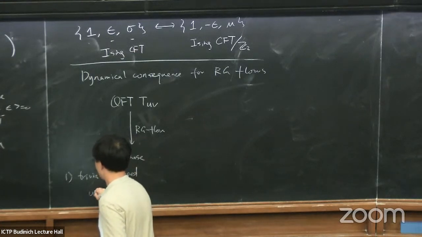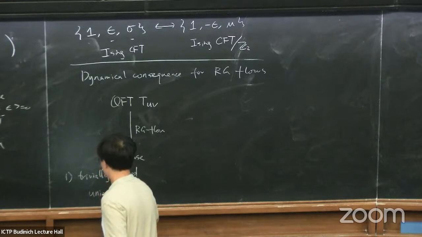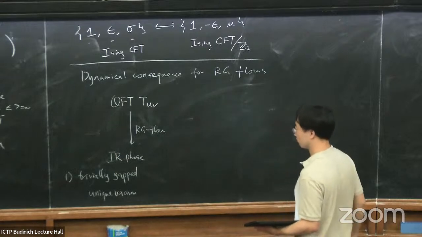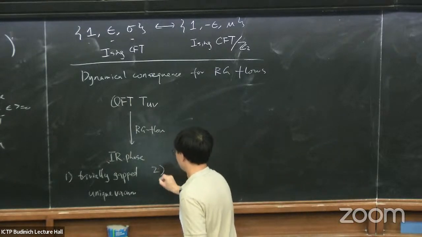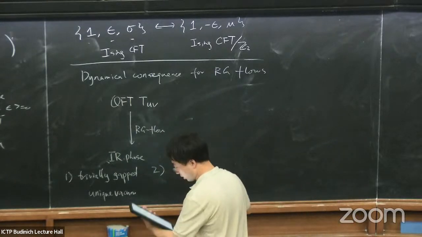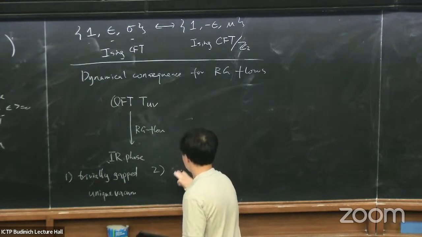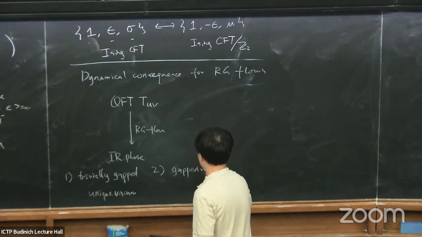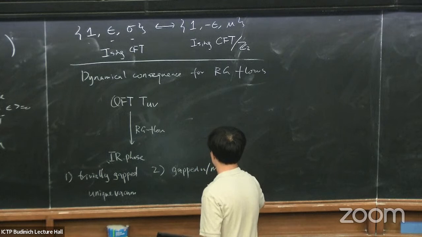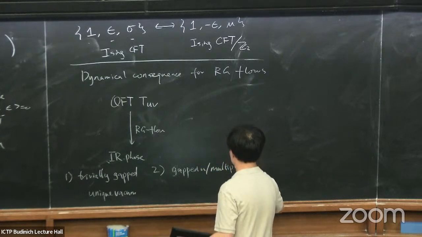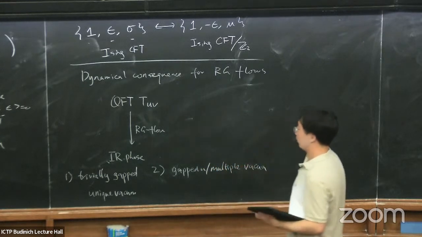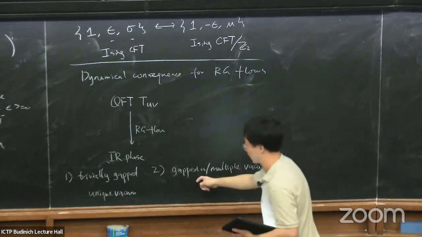Meaning that there's a unique vacuum that's gapped, okay, only massive excitations above the vacuum. Possibility number two is vacuum degeneracy, or in other words, a gapped phase with multiple vacua, okay, but discrete, okay, because it's gapped.